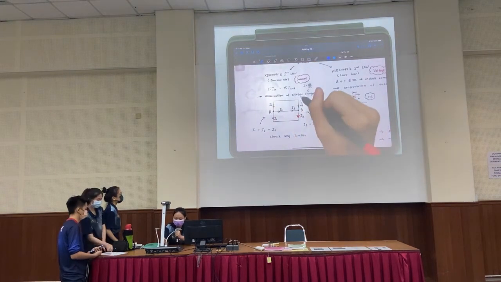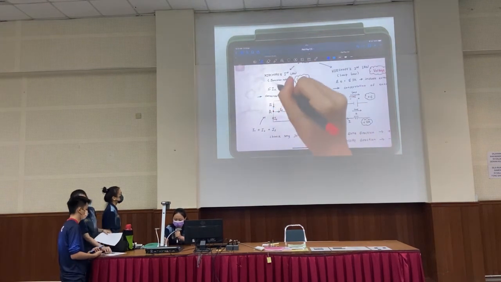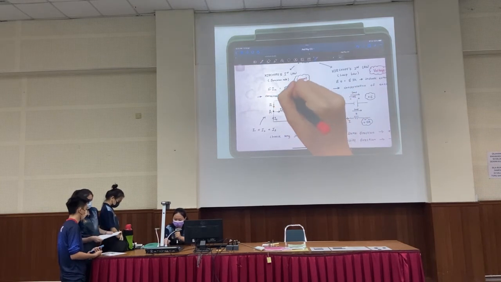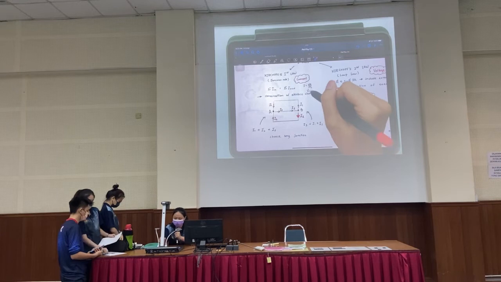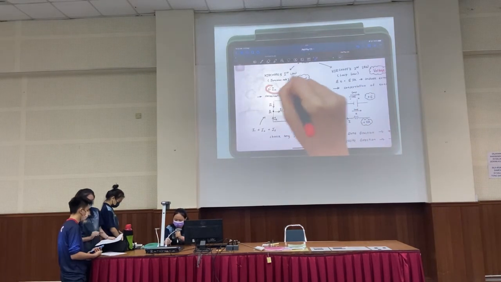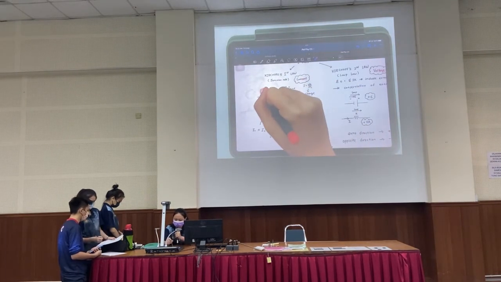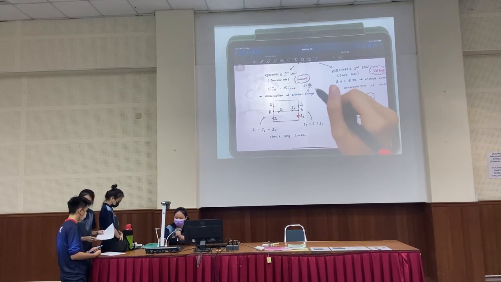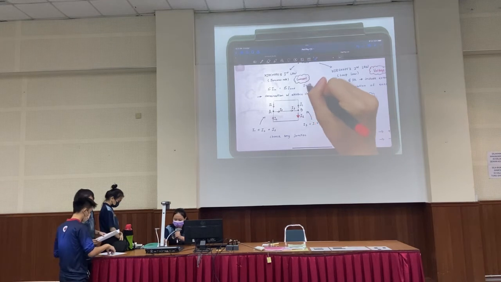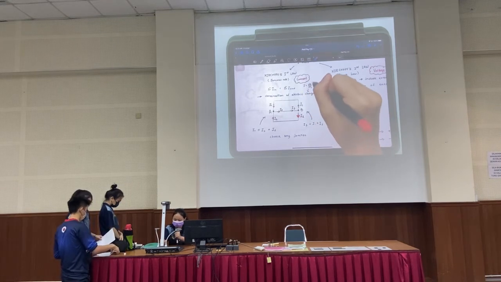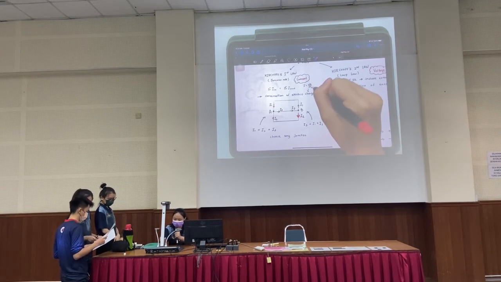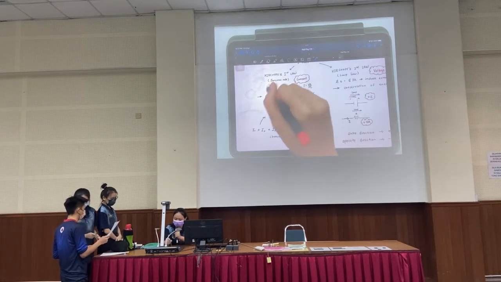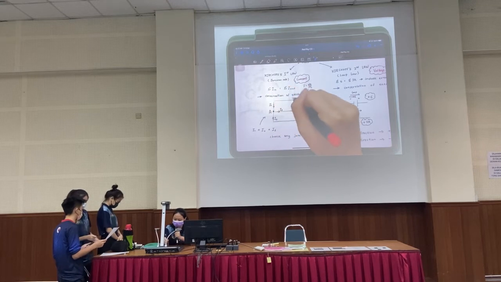So the formula for the Kirchhoff first law is the summation of current flowing into the junction equal to the summation of current flowing out of the junction. And this formula actually obeys the conservation of electric charge, because from the formula of current, I is equal to delta Q over delta T. So we can know that the current is actually the charge. So this formula obeys the conservation of electric charge.